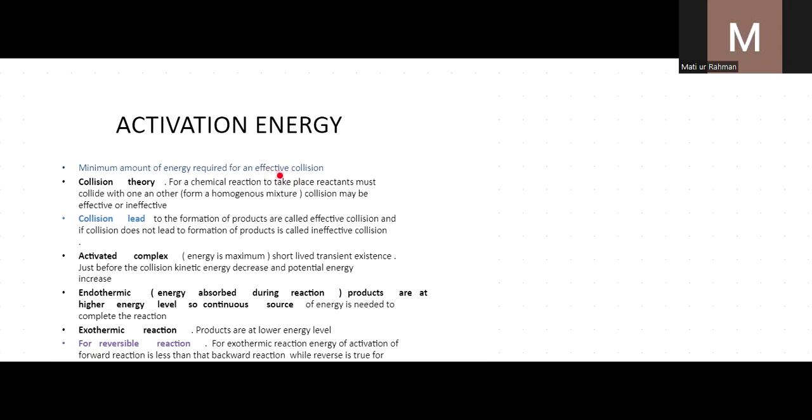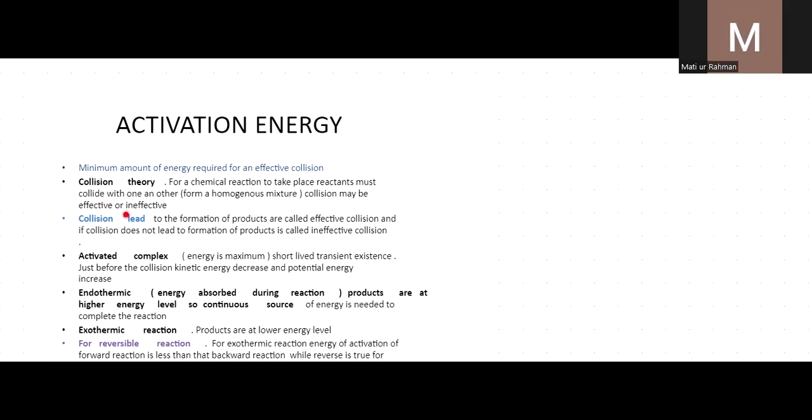Before we discuss the effective collision, we must have a little introduction from the collision theory. So what does this collision theory say? For a chemical reaction to take place, reactants must collide with one another. Reactants means atoms, ions, molecules that must collide with one another. So collision may be effective or ineffective. Collision is necessary for a chemical reaction to start. A reactant may convert into the product, or it may not convert into the product.